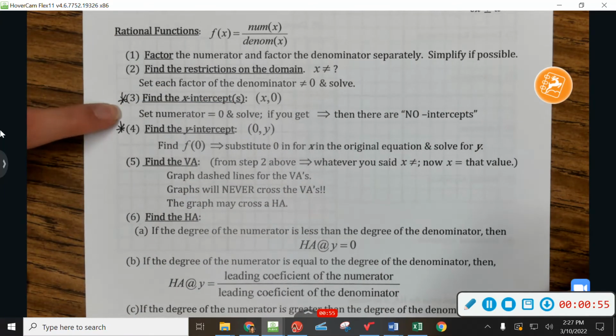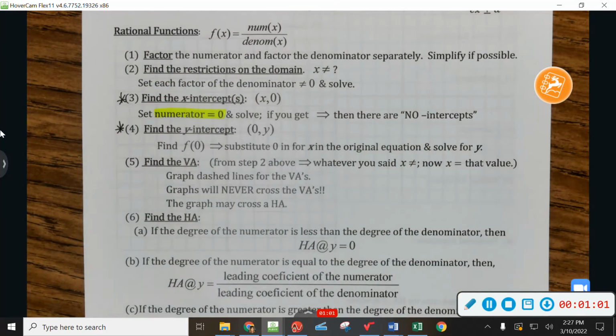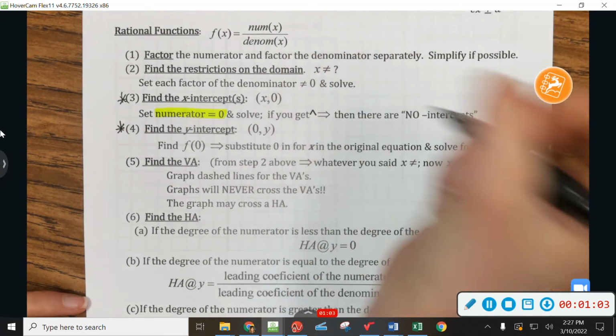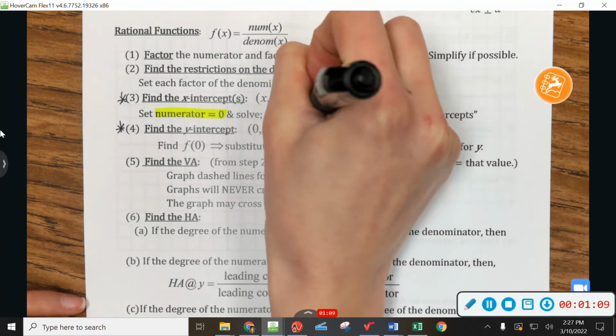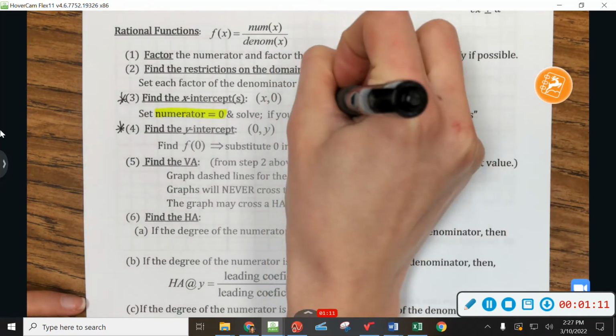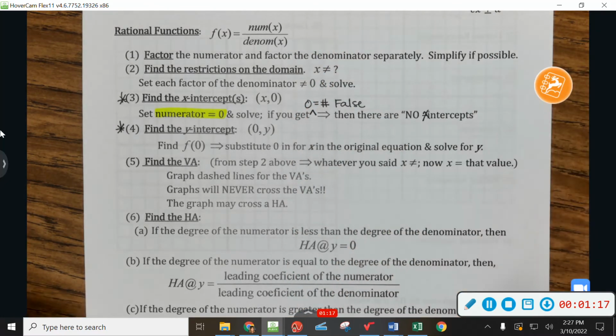Okay, your x-intercept is where you set your numerator equal to 0. So if you get 0 equals a number, so if you get a false statement, then that's going to be no x-intercept. Okay, so if you're solving and you get a false statement, then that's going to be none. For your y-intercept, you're going to find the value of the function at x equals 0. So you're going to plug in 0 for x into the original equation and solve for y.